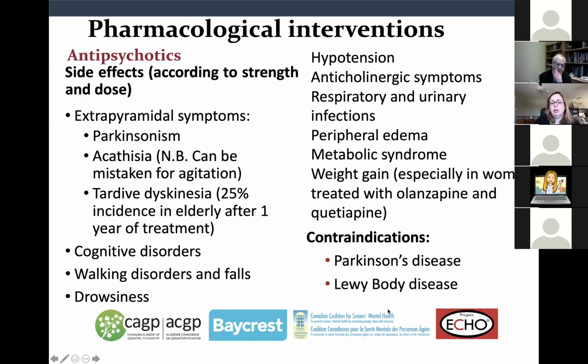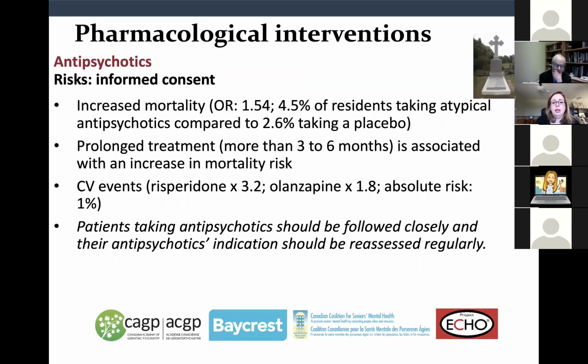And one needs to refrain from prescribing antipsychotics as a first intention in Parkinson's disease and Lewy body disease. They are also associated with increased mortality. That has been demonstrated in retrospective studies, and is at the root of the black box warning in Canada and all around the world. We know also that prolonged treatment, more than 3 to 6 months, is associated with an increase in mortality risk. They are associated with increased cerebrovascular events also.